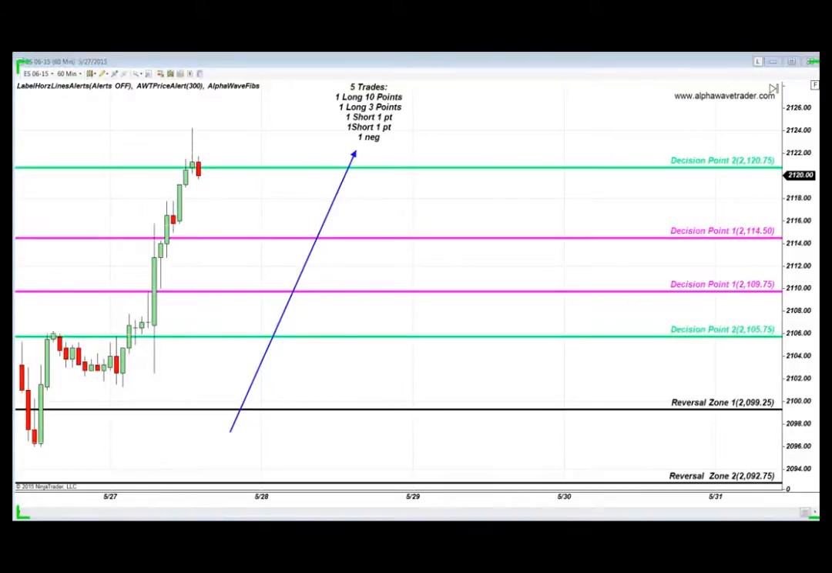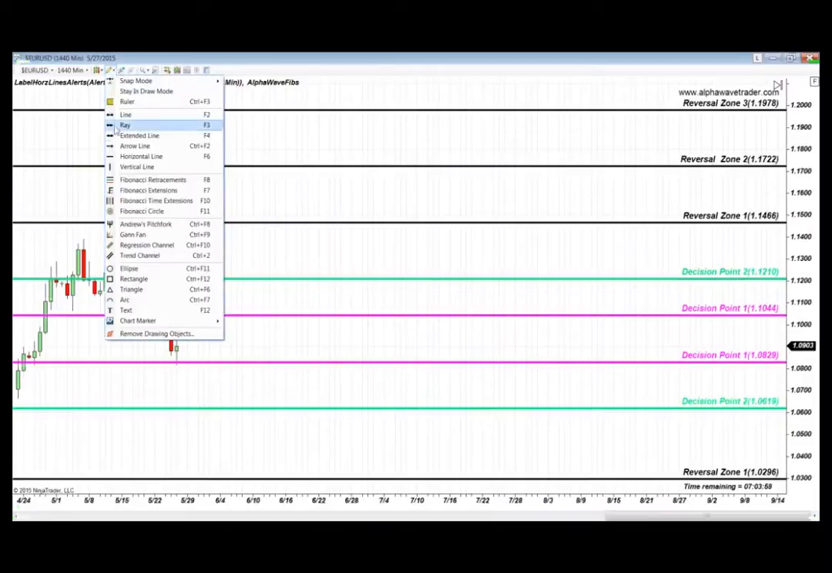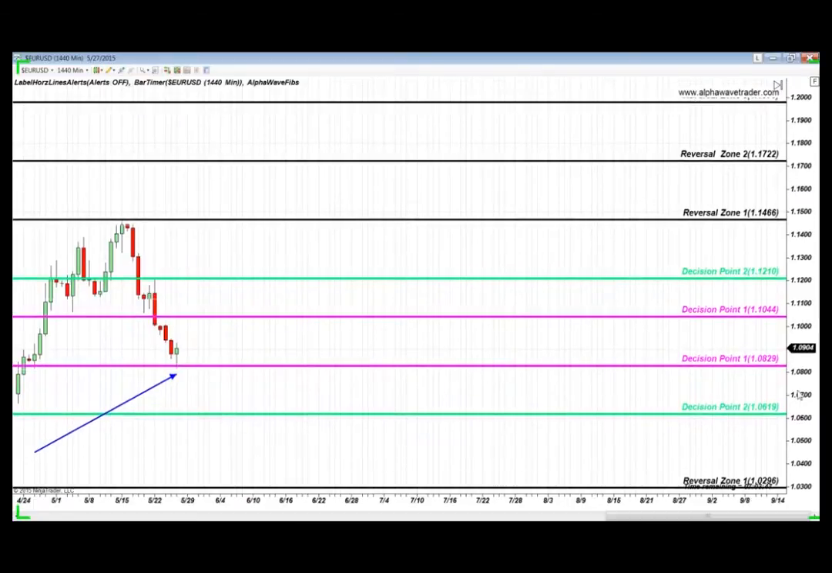For example, take a look at Euro. And what has happened on Euro daily? When Euro came to the reversal zone, it found very powerful selling pressure. But again and again, never ever ignore decision point 1 to the downside, where today it is taking a major pause. And that's how the method works.